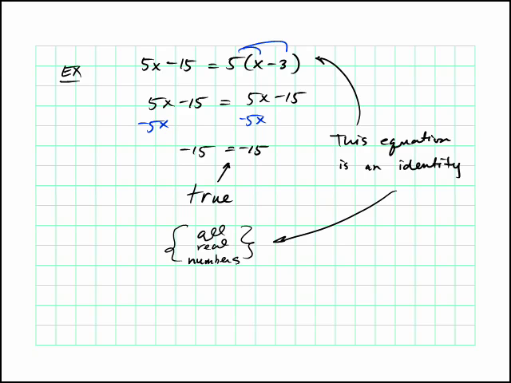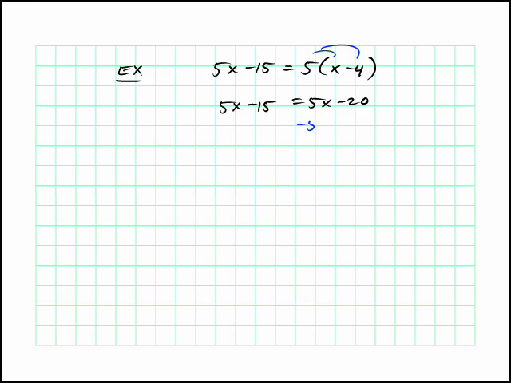Now compare that to this. 5x minus 15 equals 5 times x minus 4. Once again, I'll distribute the 5. We get that. I then subtract 5x from both sides, and I end up with negative 15 equals negative 20. All the variables canceled again, but now we have an equation which is obviously not true. Negative 15 is not equal to negative 20. Not true.